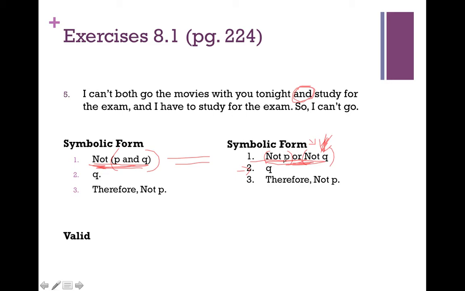And so if you say, here's my disjunction, not P or not Q, and then I'm saying not Q, then it's perfectly okay to infer not P. It gets a little bit confusing, I know, with all the nots here.